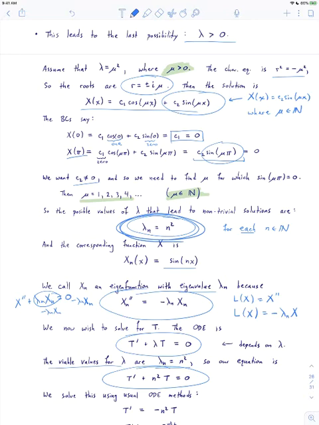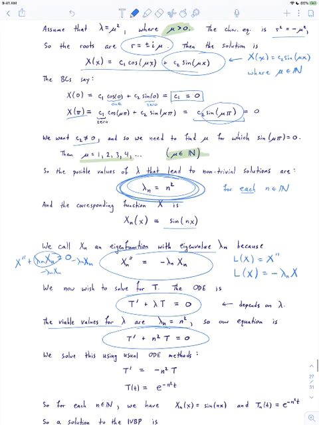This is a first-order ordinary differential equation. It's linear and homogeneous, so we can solve it using the usual ODE methods. This one's straightforward enough because T prime is equal to some constant times T. And so it's necessarily the case that capital T is equal to e to the minus n squared t, where minus n squared is that constant.